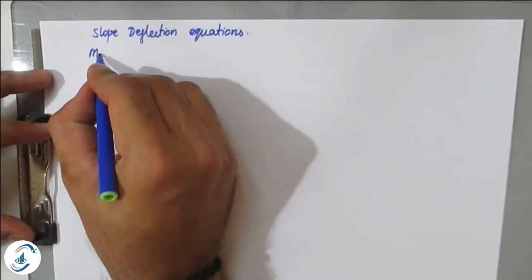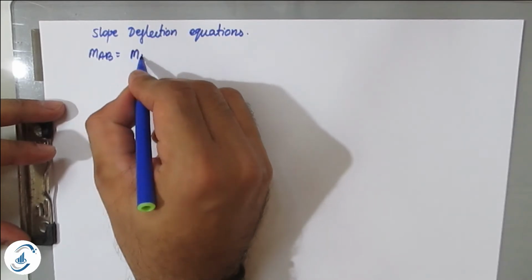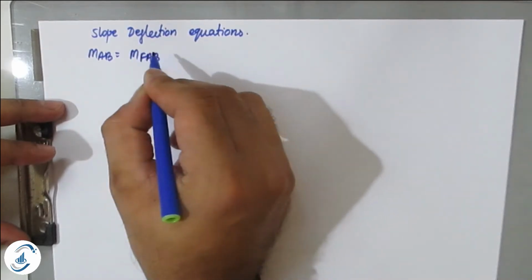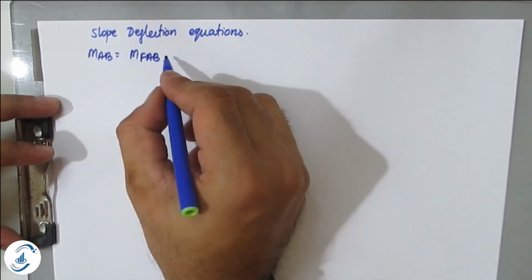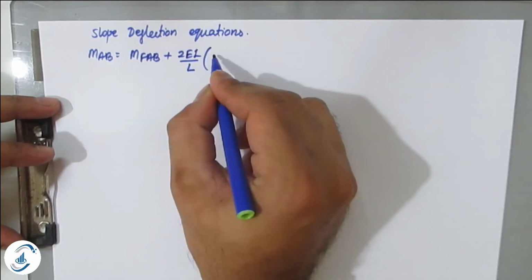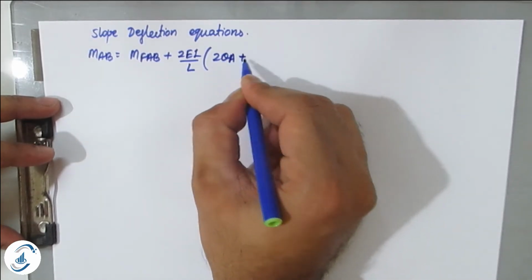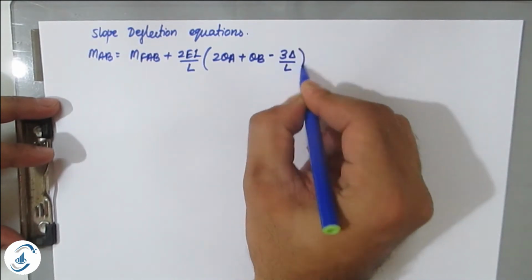So MAB is equal to MFAB. Fixed end moments you have to take for that particular span and that particular designation, plus 2 EI by L, 2 times theta A plus theta B minus 3 delta by L.